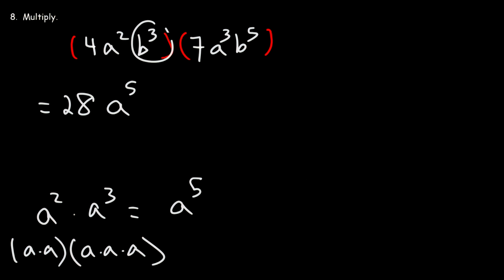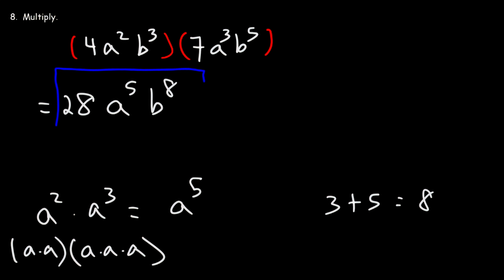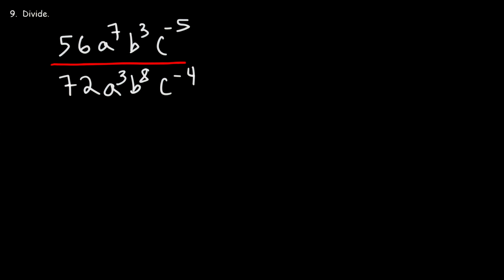Now for the next one, B to the 3rd times B to the 5th. We need to add the exponents. 3 plus 5 is 8. So it's B to the 8th power. So the final answer is 25. I mean, not 25, but 28. A to the 5th power, B to the 8th power.